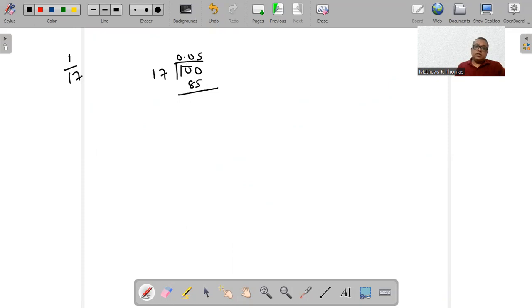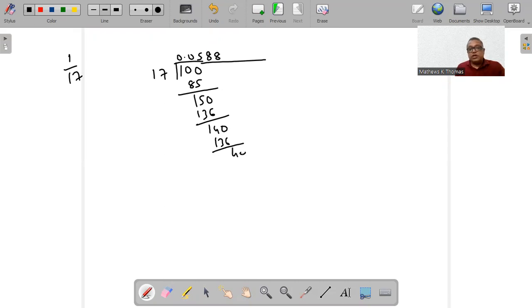So first step, I'm getting 17, 5s are 85. Now I'm going to subtract this, I'll get 150. So then 17 goes 8 times, I'll get 136. Then I'm going to subtract here, I'll get 14, bring 0, 140. 140 means again I can do 8. So 8s are 136 again.